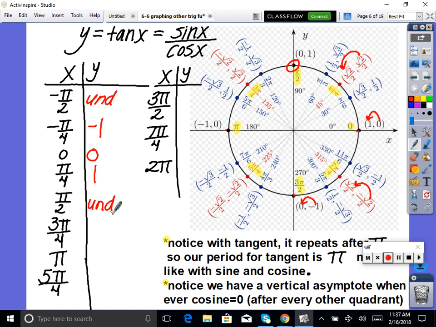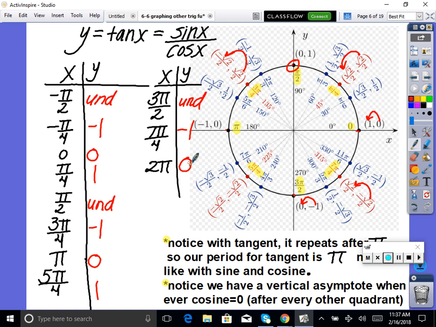And now at pi halves, we know we're undefined, aren't we? And moving on, this divided by this? Negative 1, 0, 1. Oh, you're seeing a pattern happening, right? So there's our pattern. Aren't we repeating? Undefined, negative 1, 0, 1. Undefined, negative 1, 0, 1. So what's this going to be? Undefined, negative 1, 0, and we could go on forever. Does everybody see the pattern for tangent?